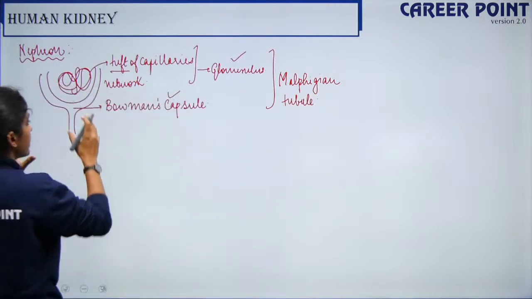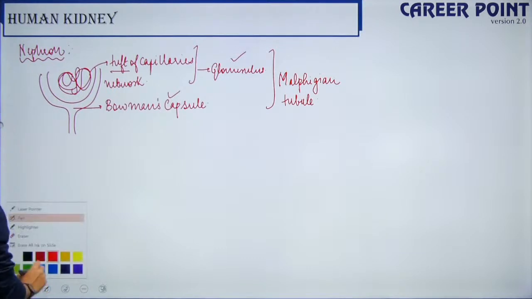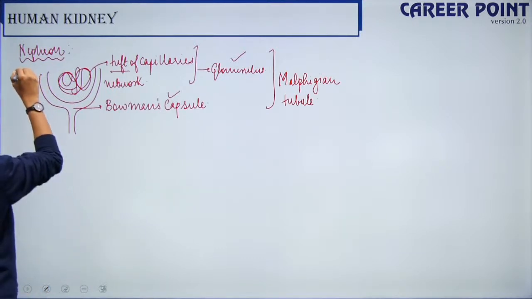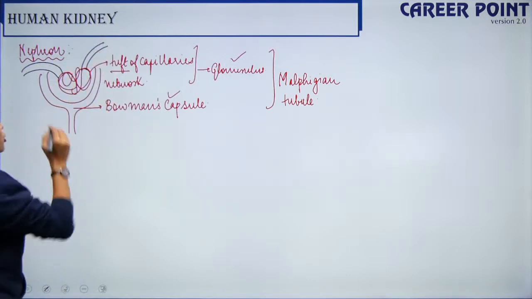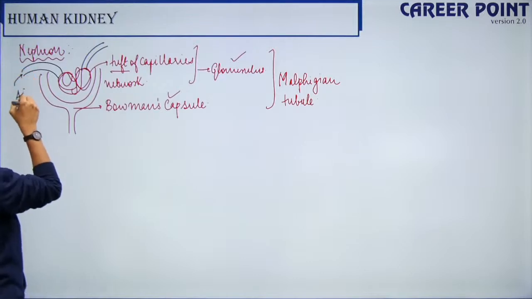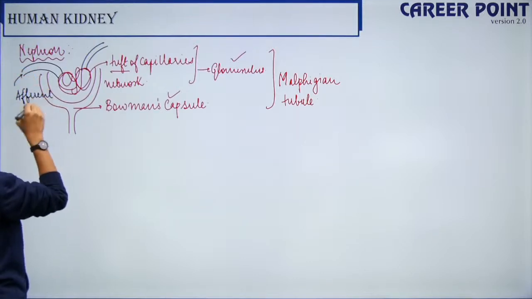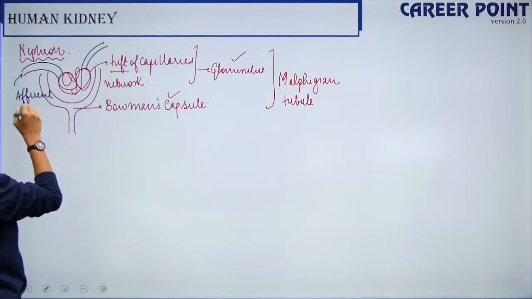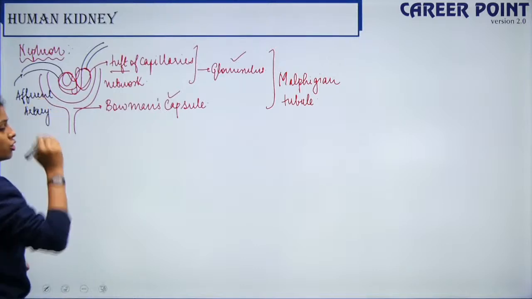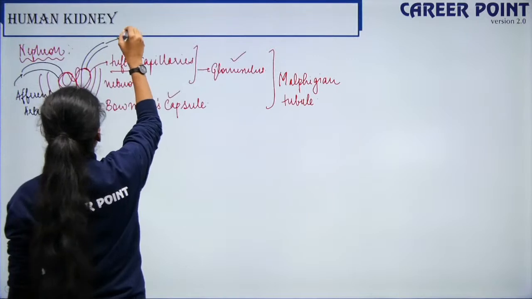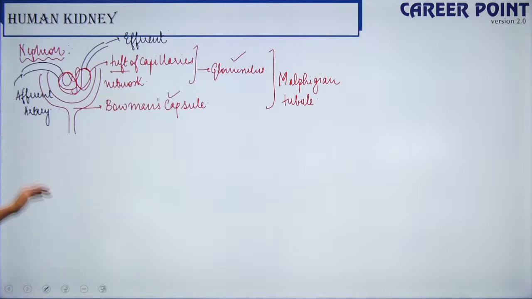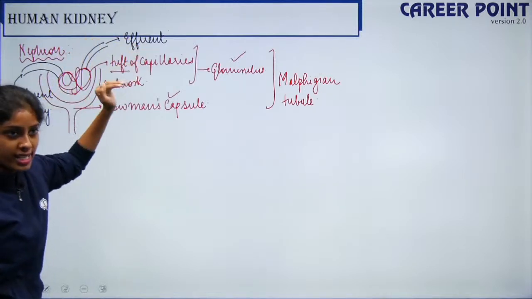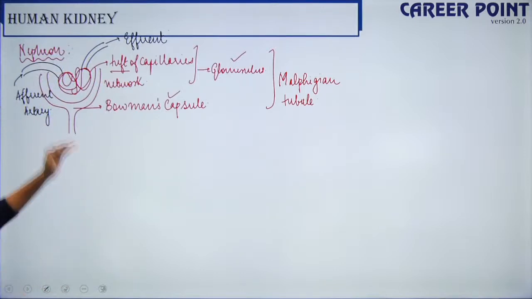It is a network of capillaries. Who brings the blood inside the capillaries, and who takes the blood out? What brings the blood inside are the afferent vessels, so this is the afferent artery, and this is the efferent artery. This is what brings blood inside and this is what takes it outside. This is the first half of the nephron.